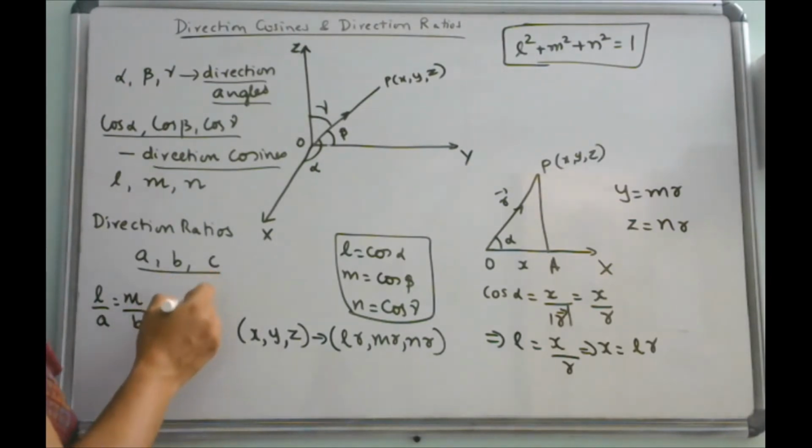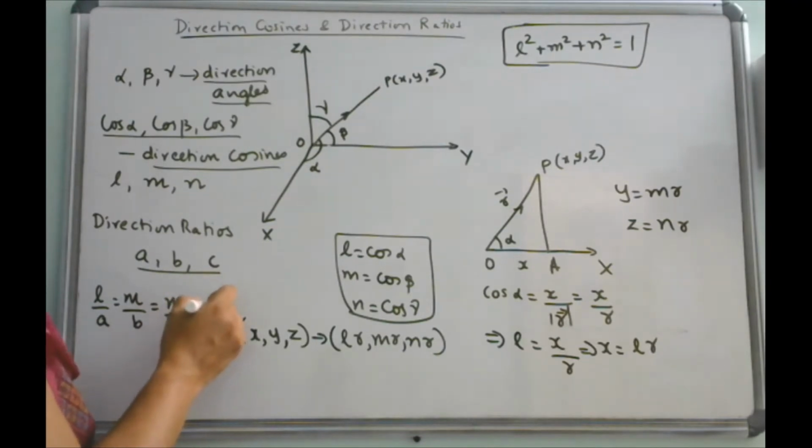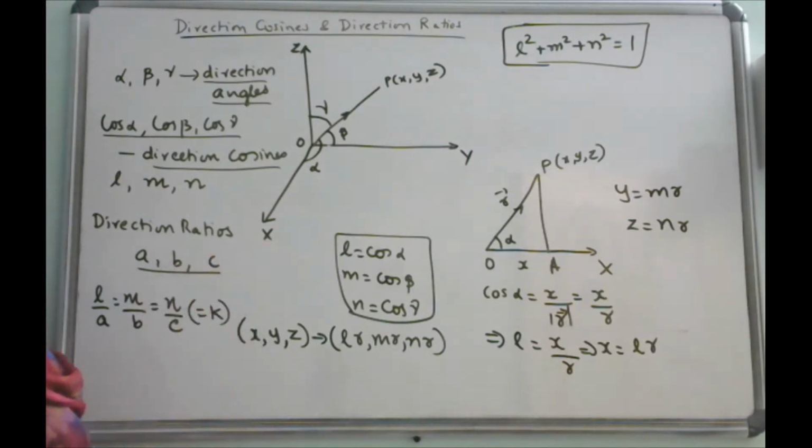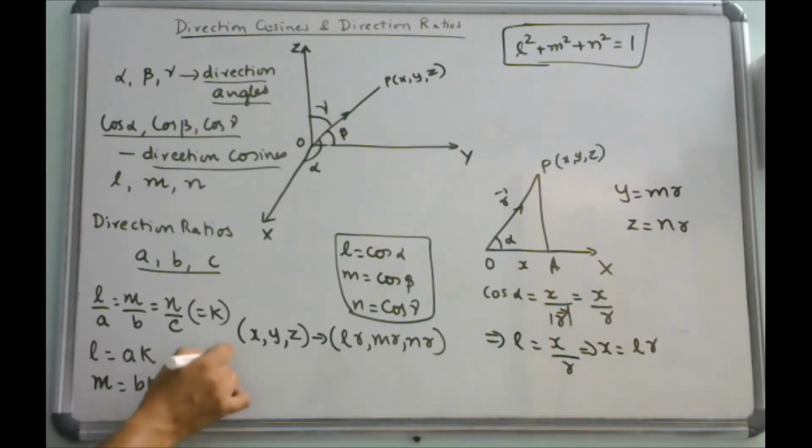So suppose this is equal to a constant k. Three numbers which are proportional to direction cosines, we write as the direction ratios. If I put it as equal to k, then l is equal to a times k. Similarly, m can be written as b times k, and n can be written as c times k.